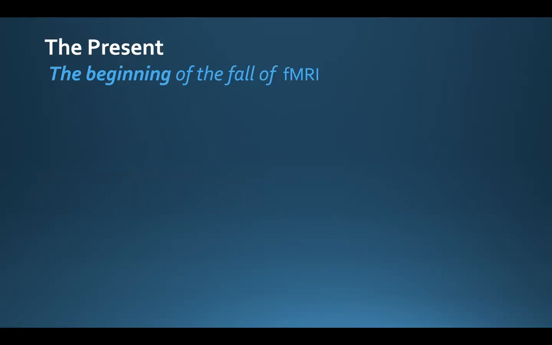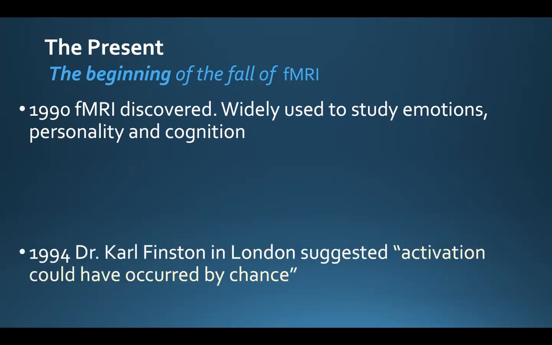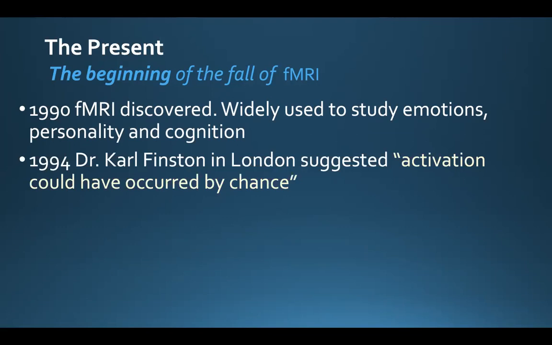But luckily, finally, after 50 years, which is actually faster than what happened with phrenology, functional MRI started to fall down. It came in 1990, became widely used to study emotions, personality, cognition, things that are not objective to see. But just 4 years later, an English doctor, a neurologist called Karl Friston, realized that the activation could have occurred by chance.